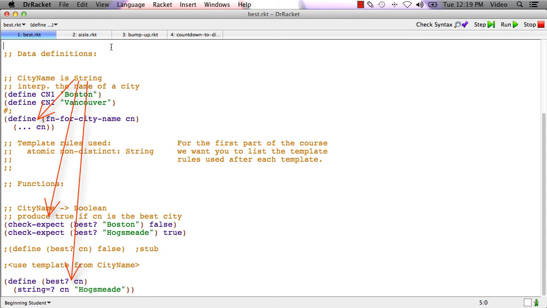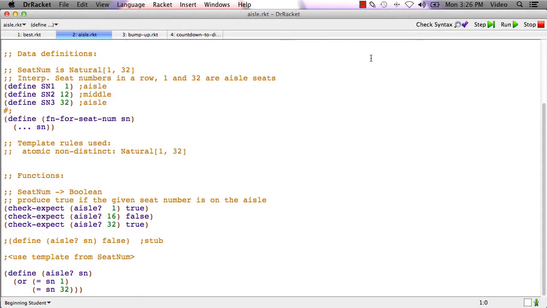And that happened with all of the data definitions. With seatnum, the inherent structure of the information is a contiguous range of numbers. So in that case, we use an interval. That formed the template a certain way, it formed the body of the function a certain way, and it told us something about the tests. In that case, that there should be 3 of them.